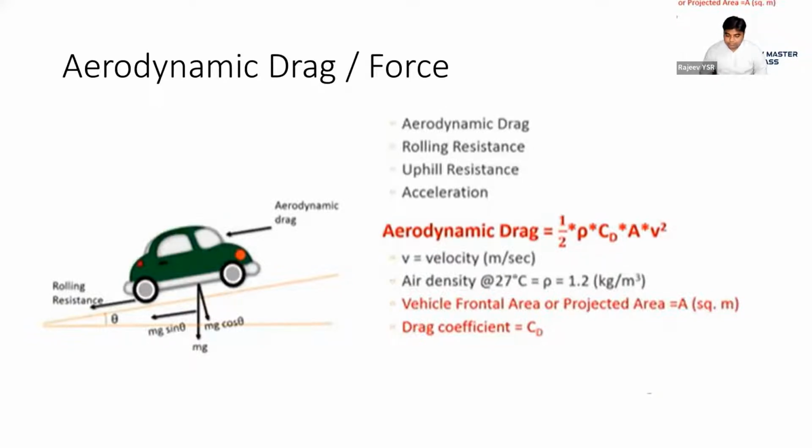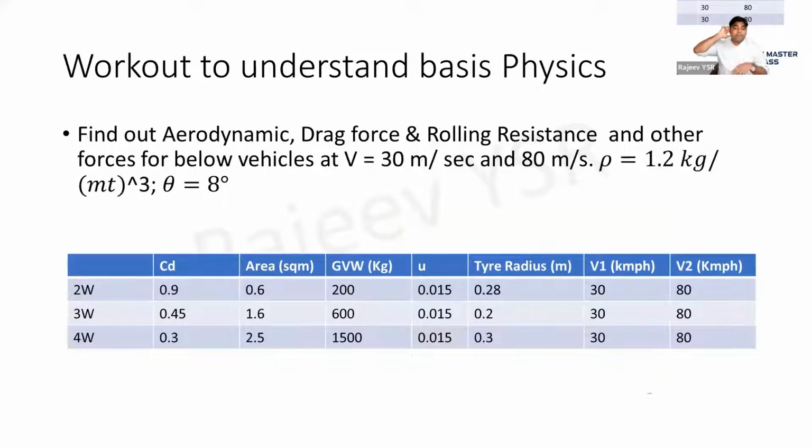Let's continue. It is at this point that I gave you an assignment. There are three kinds of vehicle portfolios: a two-wheeler, a three-wheeler, and a four-wheeler, with different coefficients of drag. So CD is 0.9 for the two-wheeler, 0.45 for the three-wheeler, and 0.3 for the four-wheeler.